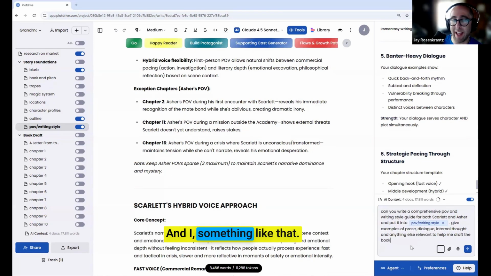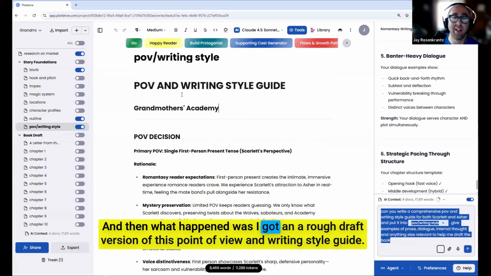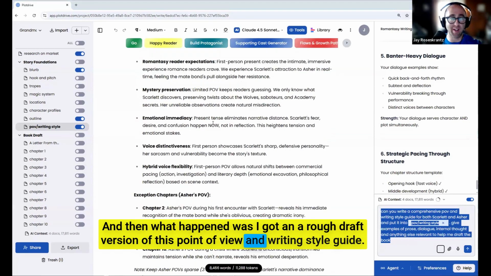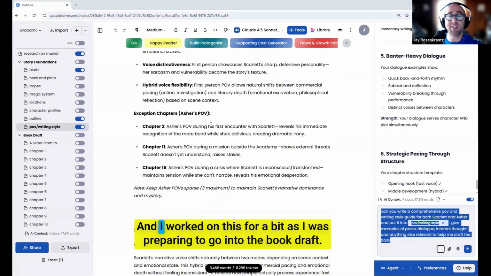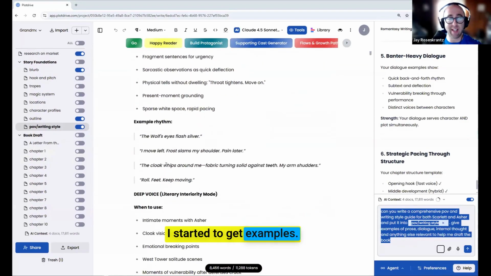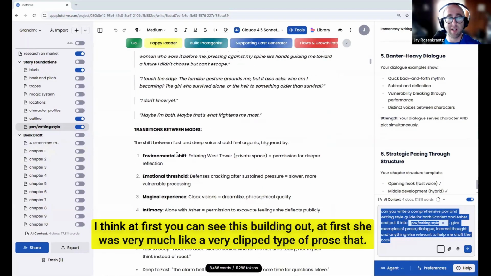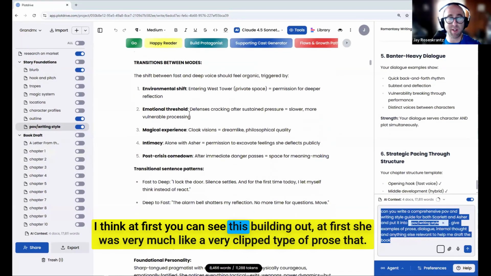And I sent that in, and what happened was I got a rough draft version of this point of view and writing style guide. I worked on this for a bit as I was preparing to go into the book draft. I started to get examples. I think at first you can see this building out.